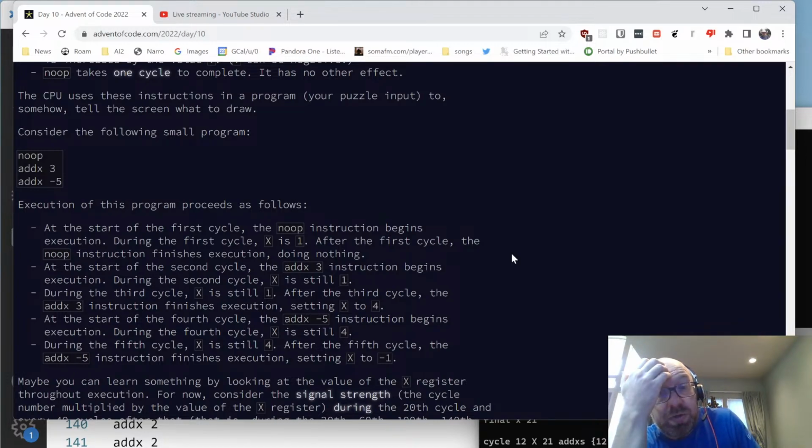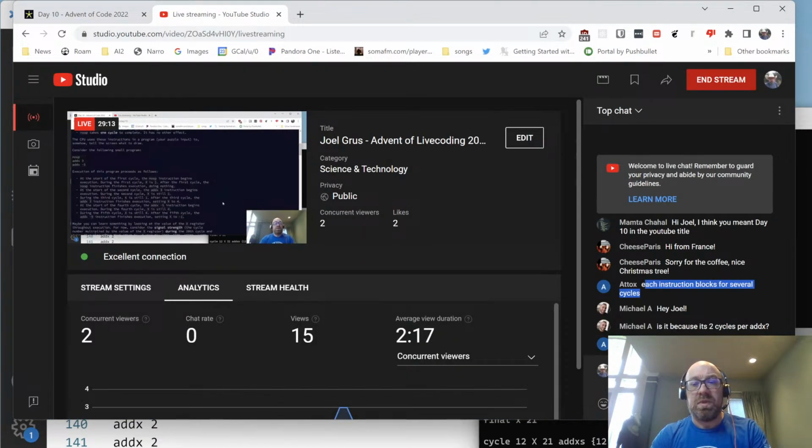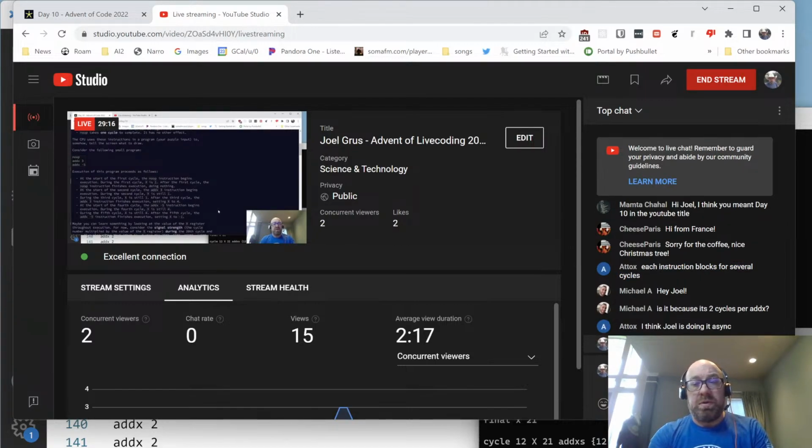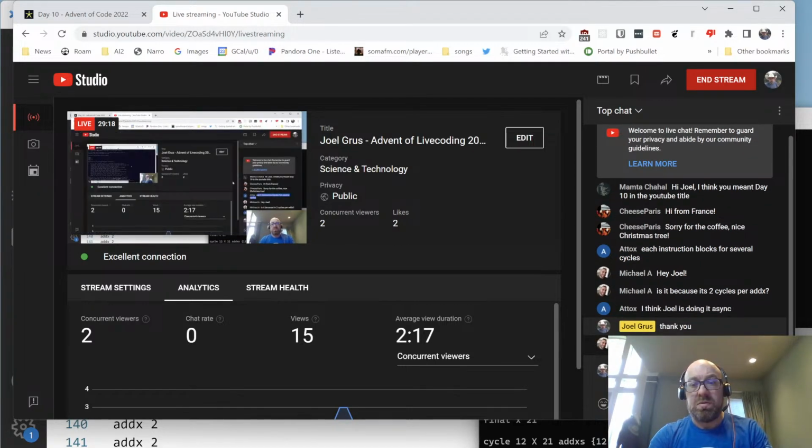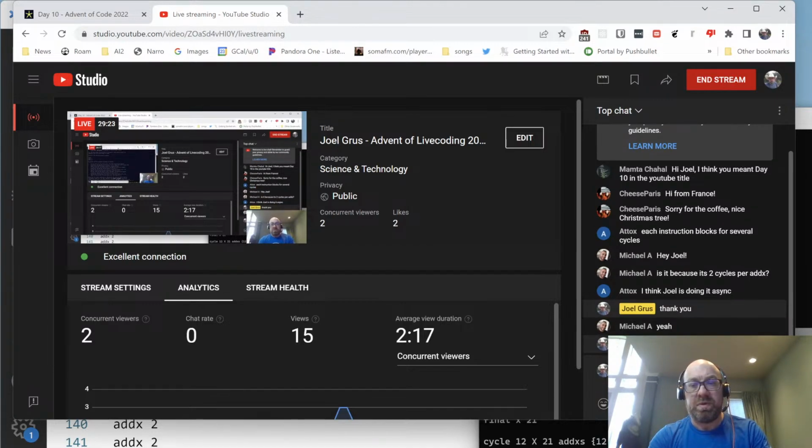I see. So when they say that add X takes 2 cycles to run, what they mean is that it takes 2 cycles and the next one doesn't even start until after those 2 cycles. All right, I don't think they were very clear about that. Thank you. I think the instructions were very clear on this point.